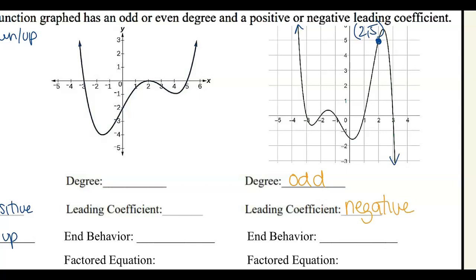The reason why is because the end behavior goes up to the left and down to the right. You always read it from left to right. So as we said earlier, there are 5 x-intercepts that I'm bubbling in red. So you should have written binomials for each of those.